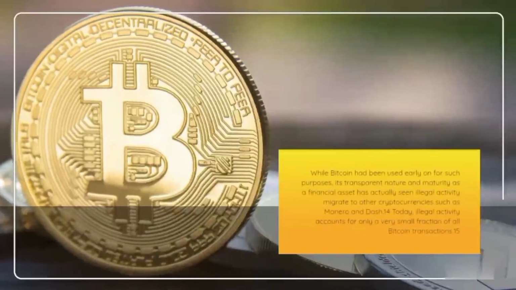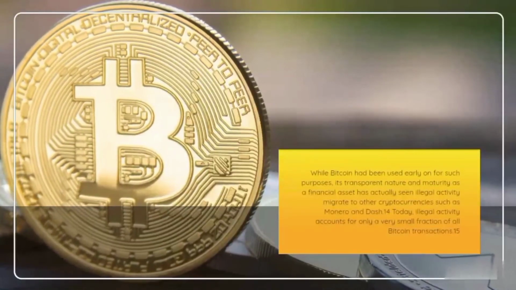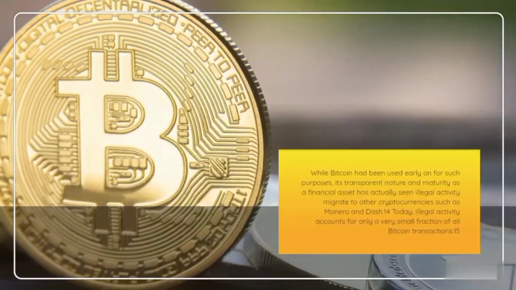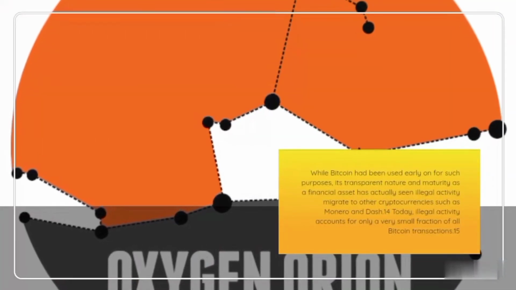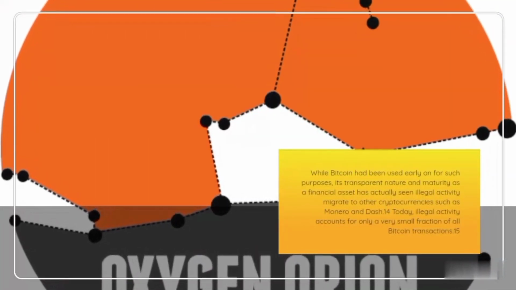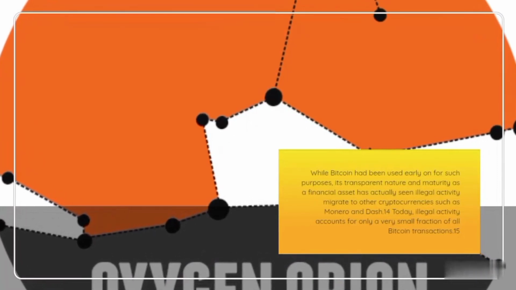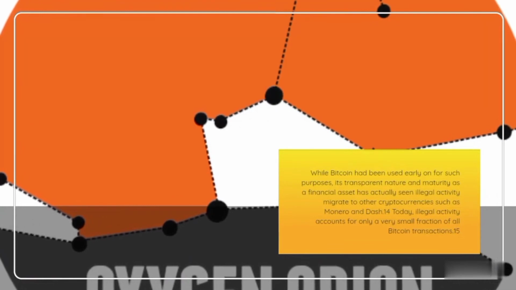Many have argued that the good uses of crypto, like banking the unbanked world, outweigh the bad uses of cryptocurrency, especially when most illegal activity is still accomplished through untraceable cash. While Bitcoin had been used early on for such purposes, its transparent nature and maturity as a financial asset has actually seen illegal activity migrate to other cryptocurrencies such as Monero and Dash. 14. Today, illegal activity accounts for only a very small fraction of all Bitcoin transactions. 15.